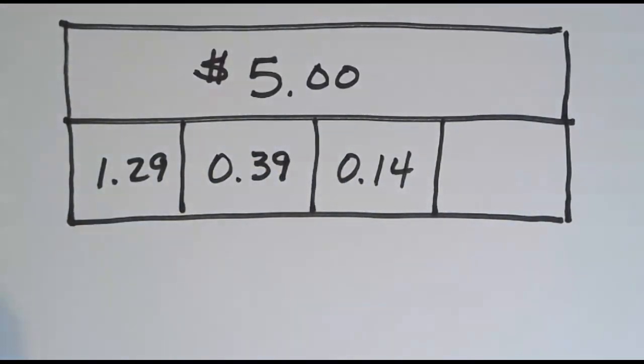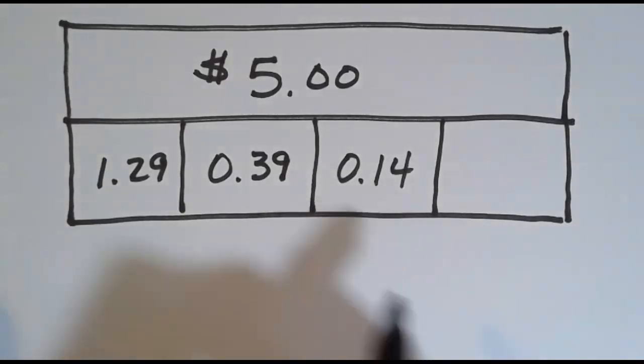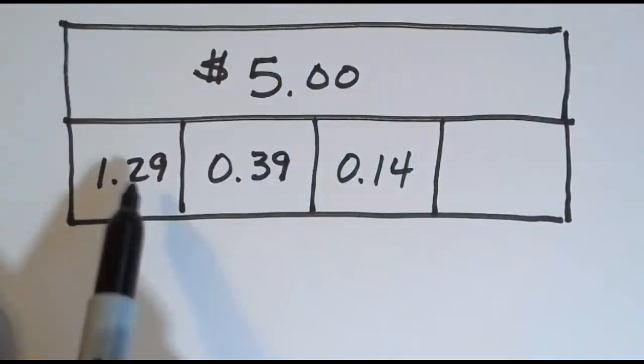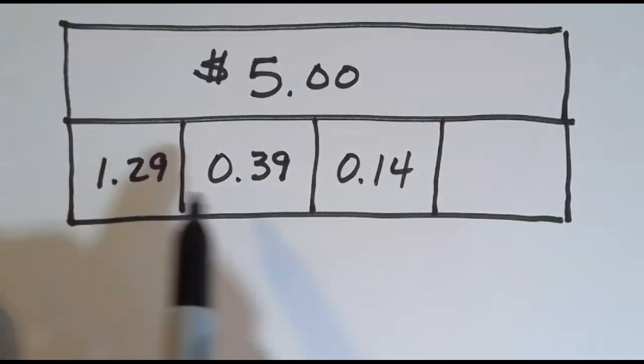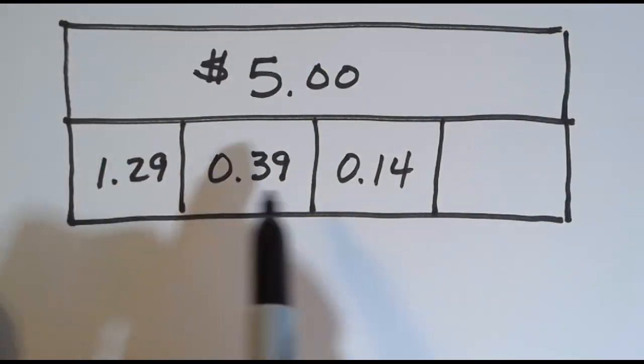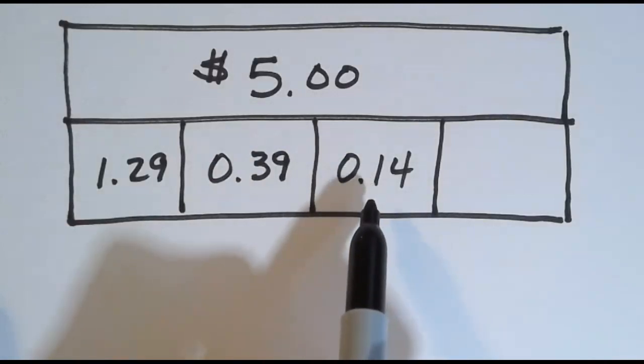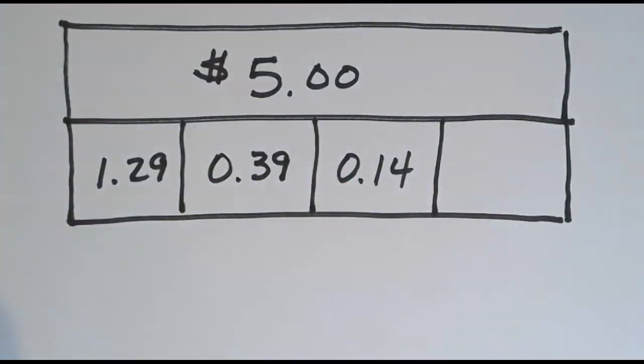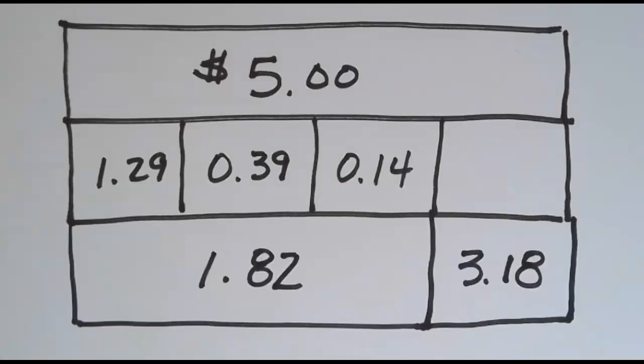So how am I going to attack this problem? Well, a couple ways I could do it, several. But one of them would be to start with $5, subtract $1.29, take that answer, subtract 39 cents again, take that answer and subtract 14 more cents. Or I can just group all 3 of these and subtract that total amount from $5. So if I group those 3 together, I get $1.82. I subtract that from my $5 bill that I gave to the cashier, and I get change in the amount of $3.18.